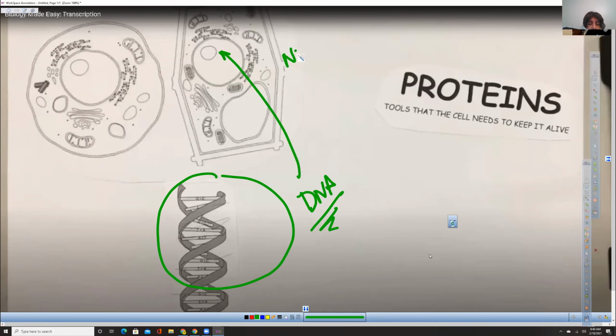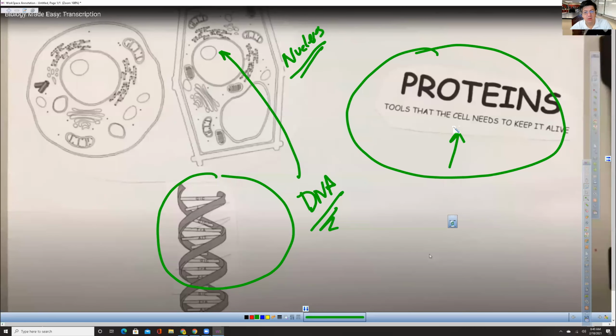In the nucleus. Good. Now, the whole point of cells is that they need to stay alive, and so they need these guys. They need proteins. So this is a cell, that's a cell. Cells need proteins to stay alive. So there's something inside the cell that makes these proteins.